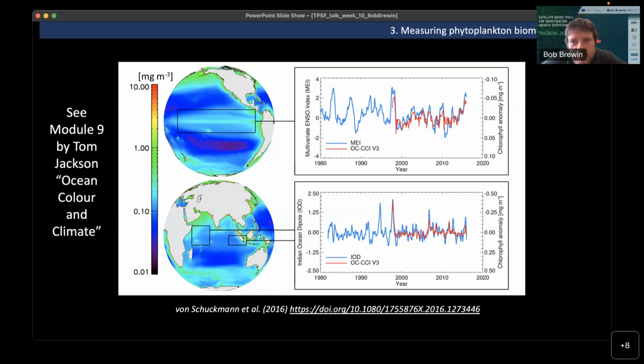And what you can see is that interannual variations in climate are very tightly coupled to the chlorophyll concentration, the biomass of phytoplankton in the water. And one of the reasons for this is because the lifespans of phytoplankton are relatively short compared to plants on land, and so they are capable of responding very rapidly to variations in climate.